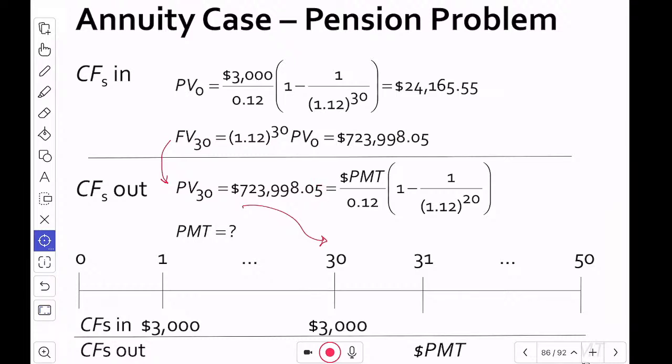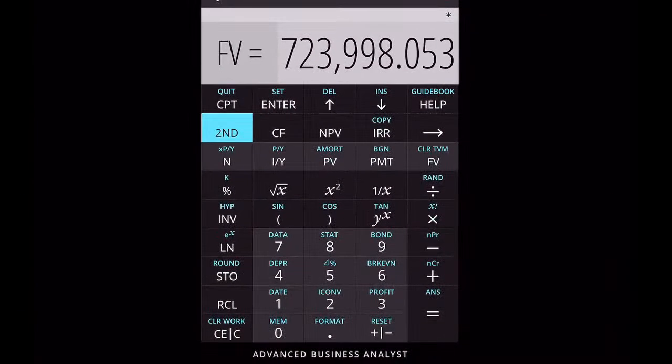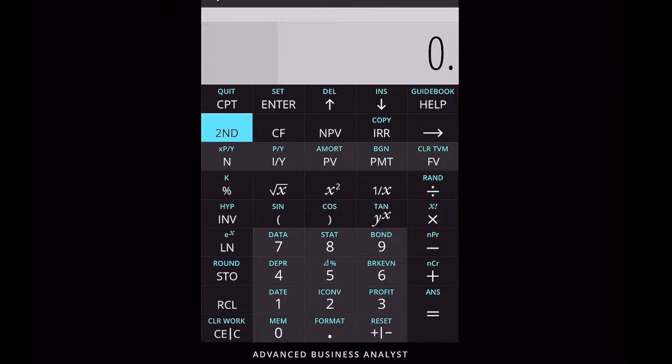Remember, we have to keep our signs as cash inflows are positive and outflows are negative. So how does that happen here? Here's my future value amount. I'm going to store that in 1. It's there. I'm going to clear my screen and say, well, the N now is going to be 20, right? So it's 20 periods of withdrawals.